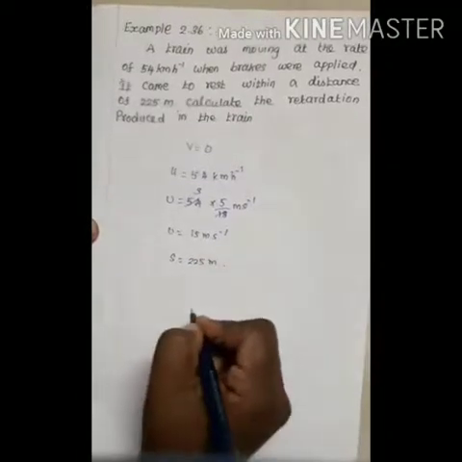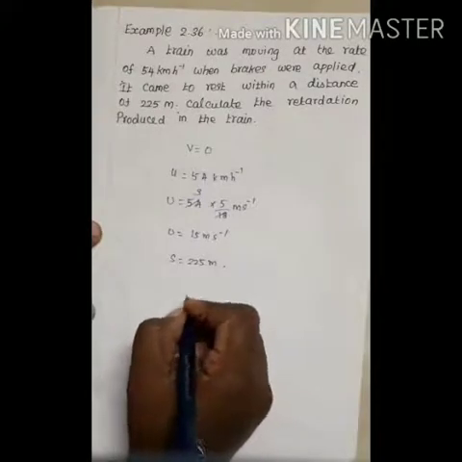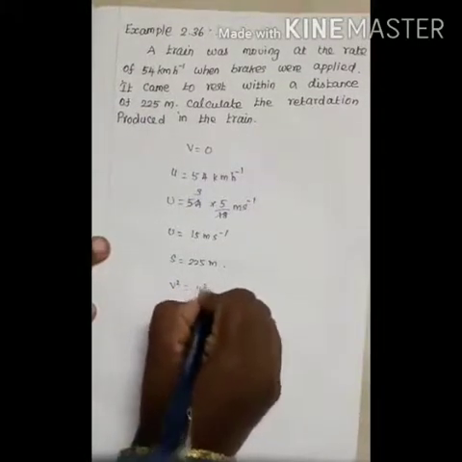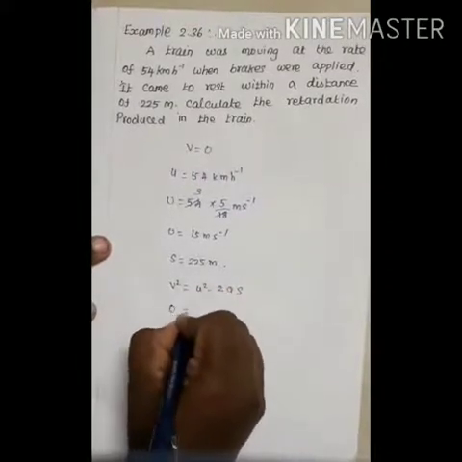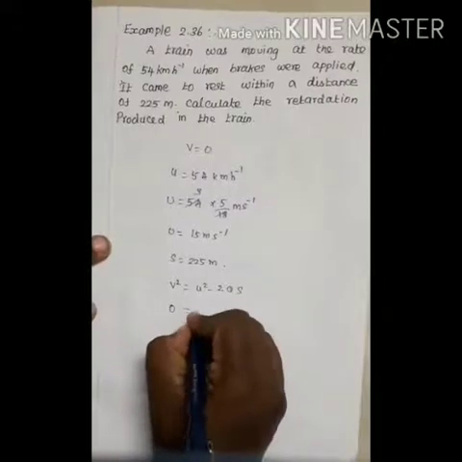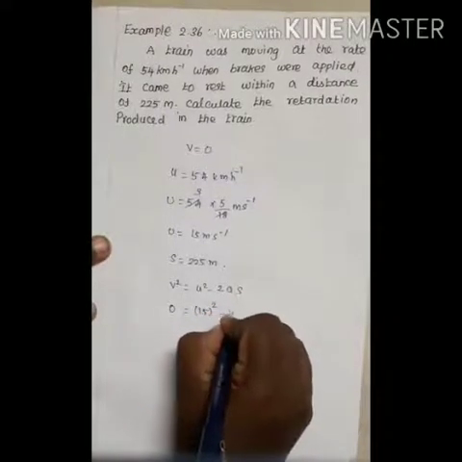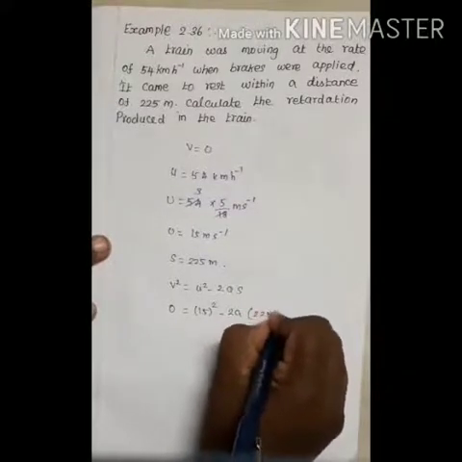The retardation is always against the velocity of the particle. We are applying the kinematic equation of motion: v square is equal to u square minus 2as. v square is equal to 0, and the u value is equal to 15. Therefore, 15 the whole square minus 2 into a into s, where s is equal to 225 meter.